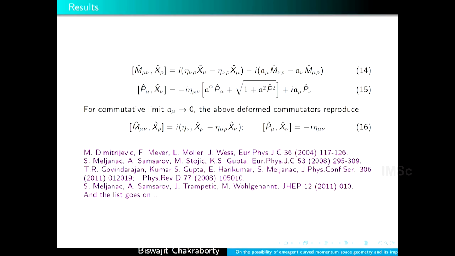Finally, what we find is that the M mu, x nu commutator is given like this. So you can see there are terms in equations 14 and 15 which depend on mu. So the moment mu goes to 0, you recover the commutative limit. The important thing to realize is that in the P mu, x nu relation, there is a factor which multiplies eta mu nu, which is entirely momentum dependent. And this actually opens up the window for interpreting it as some sort of momentum space tetrad that we'll see later. Okay.